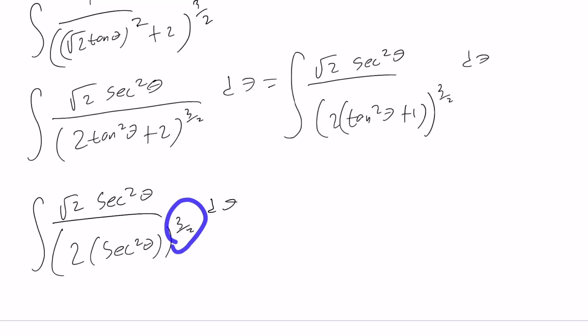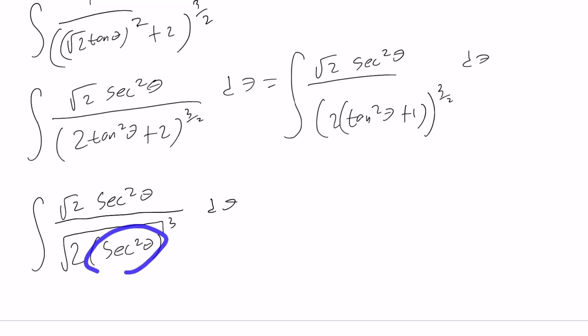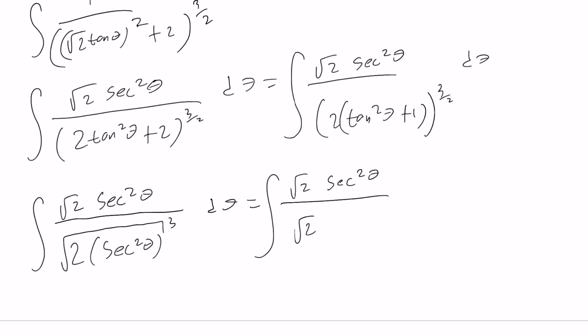And let's remind ourselves what these fractional exponents mean, right? So this means we take whatever's here, 2 secant squared theta, and we cube it and then take the square root, or alternatively, we can think of it as taking the square root, and then cubing it. And what's nice about this is that the square root of secant squared theta is really straightforward. So this is going to give me the integral of root 2 secant squared theta over square root of 2 cubed times secant cubed theta.